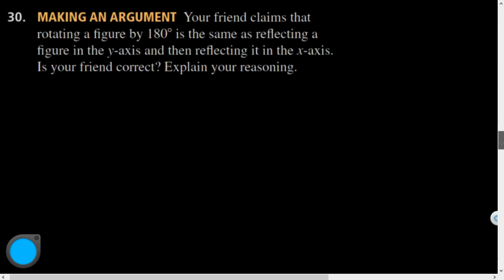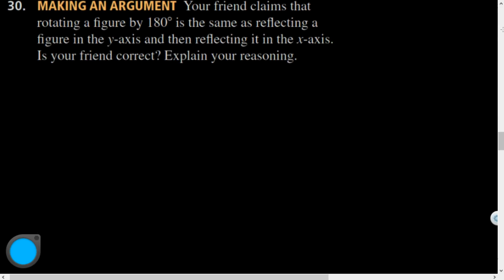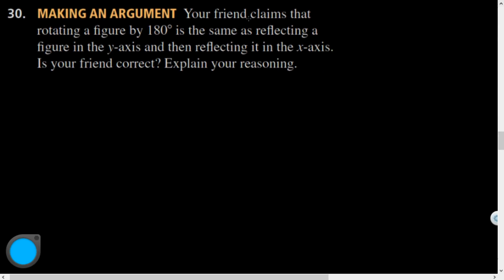All right, last question I'm going to look at is a let's fight, friends. Yes, my friend claims that rotating a figure by 180 degrees is the same as reflecting the figure in the y-axis and then reflecting it in the x-axis. Is my friend correct?